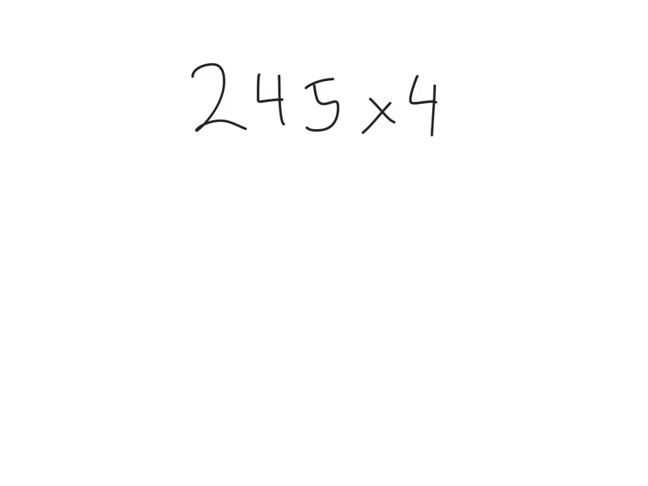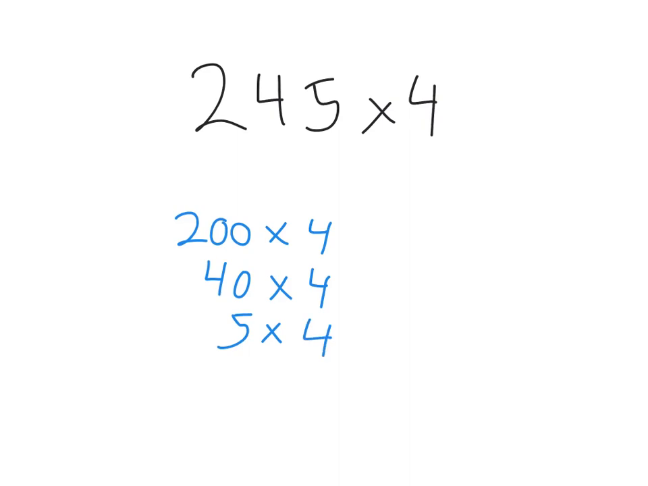So we have our 245 times 4 here. So I'm going to write out the partial products here. 200 times 4, 40 times 4, and 5 times 4. I'm getting those numbers because I'm looking at the value of this 2, which is 200. I'm looking at the value of the 4, which is 40. I'm looking at the value of the 5, which is 5. And I'm using this 4, my other factor, to multiply all 3 parts by.